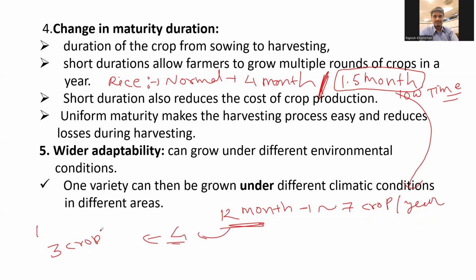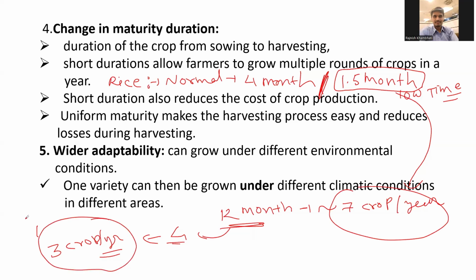3 crops per year only, which is good. 7 is good or 3 is good? 3 crops mean less money and 7 crops mean high money, because obviously farming is for food, but also for earning. It's an earning purpose. Clear? So which is good? And this is the point which is called multiple rounds of the crop.